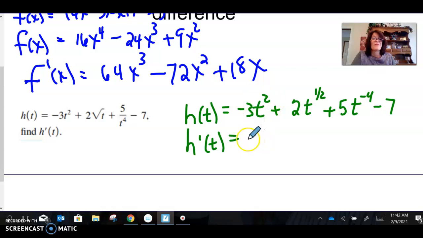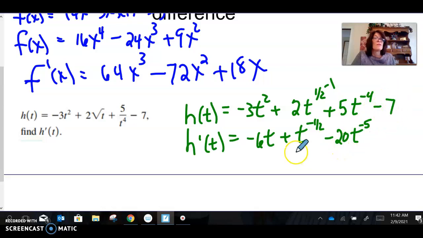2 times negative 3, 1 less than 2 is my new exponent. 1/2 times 2 is 1. 1 less than a half is negative a half. Negative 4 times 5, negative 20. 1 less than negative 4 is negative 5. And what's the derivative of a constant? Yep, 0. So again, that would be fine.